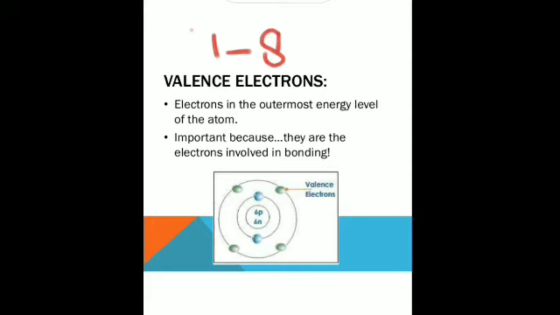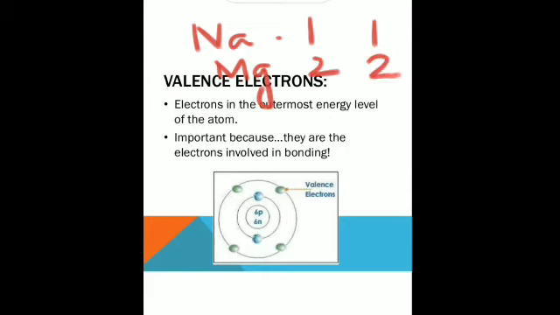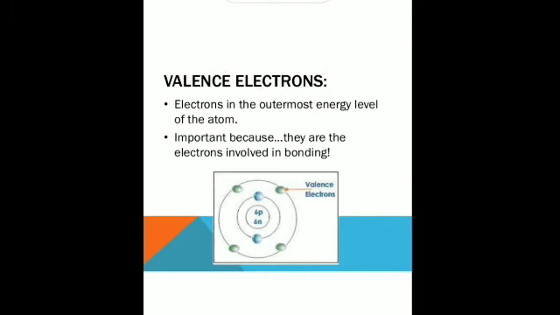For example, I had told you about sodium. The sodium valence electron was just 1. How many valence electrons were there in sodium? Just 1. So its valency is also 1. Similarly for magnesium, the valence electrons were 2, so the valency is 2. So this is what is represented by the valence electron.